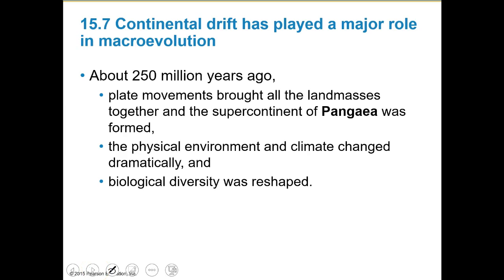Okay. About 250 million years ago, plate movements brought all the land masses together and formed a supercontinent called Pangaea. Remember that? The physical environment and climate changed dramatically, and biological diversity was reshaped. So if all those continents and land masses come together, it will actually change that physical environment.